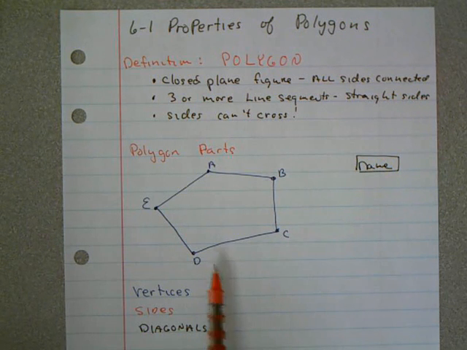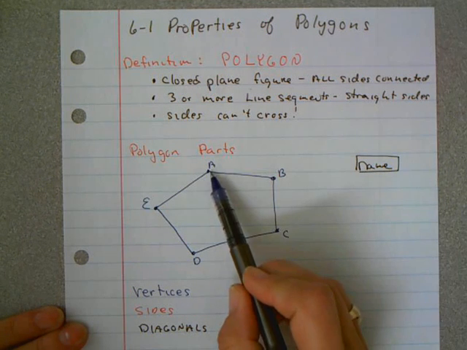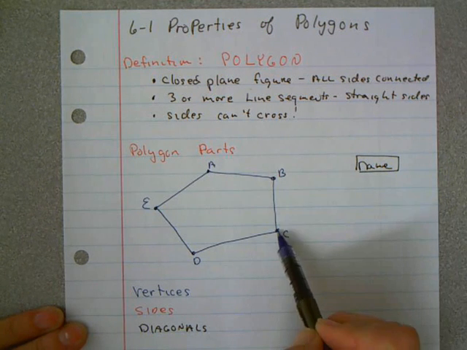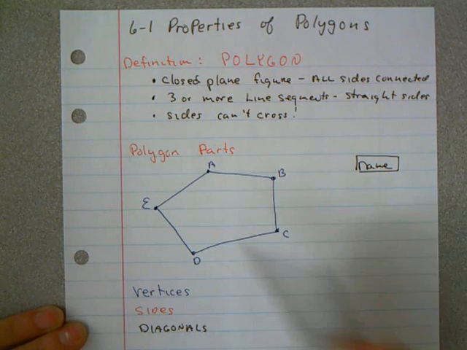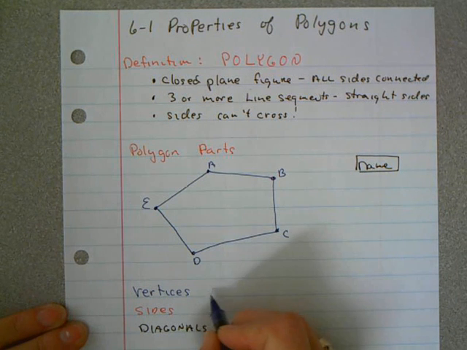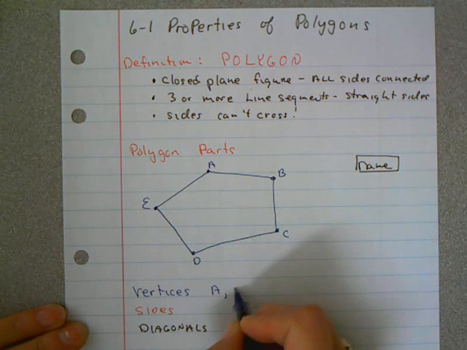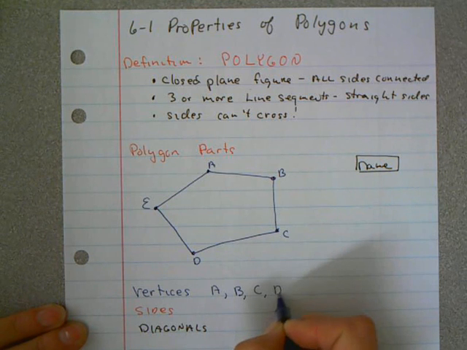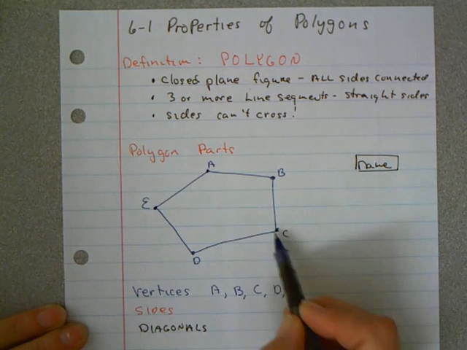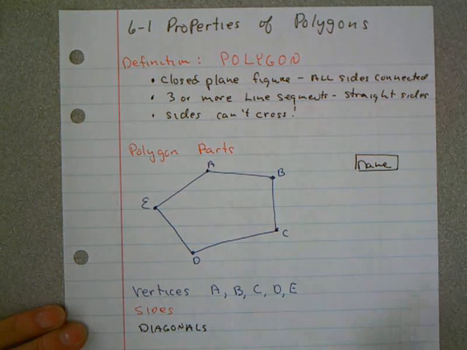So we've got some parts. The first thing we look at is vertices. A, B, C, D, and E are the vertices of the polygon. So we could list them just like any other point. They're the points where the line segments meet.